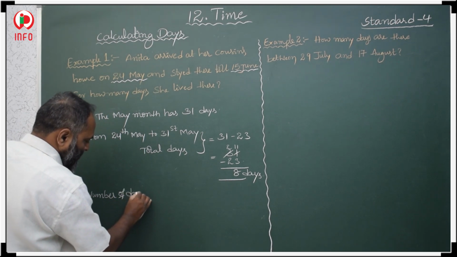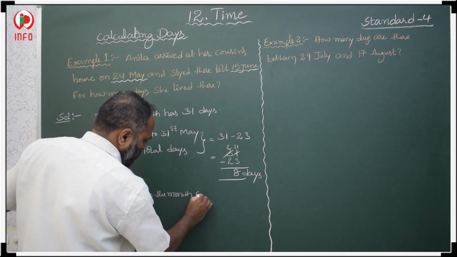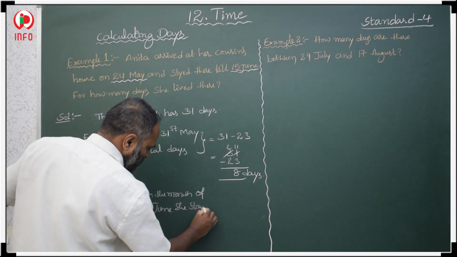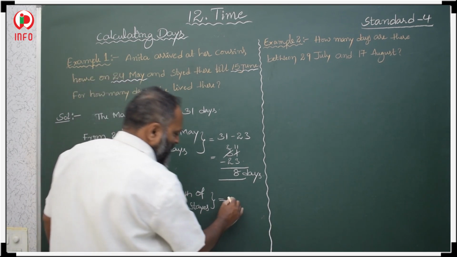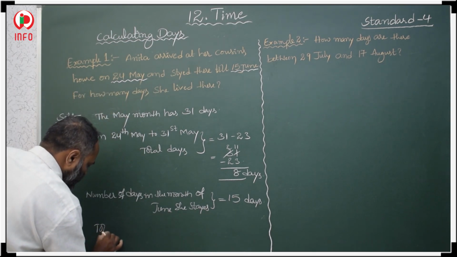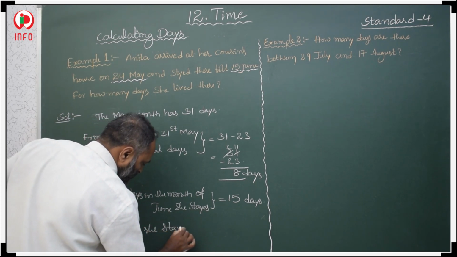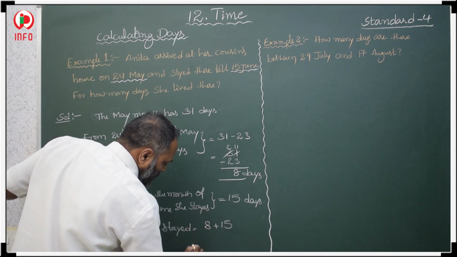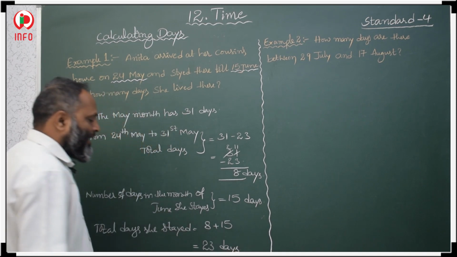In the month of June, she stayed until 15th June, which means 15 days only. So, in the month of June, 15 days. Total days she stayed: May month 8 days and June month 15 days. 15 plus 8, 23 days. Total 23 days she stayed.